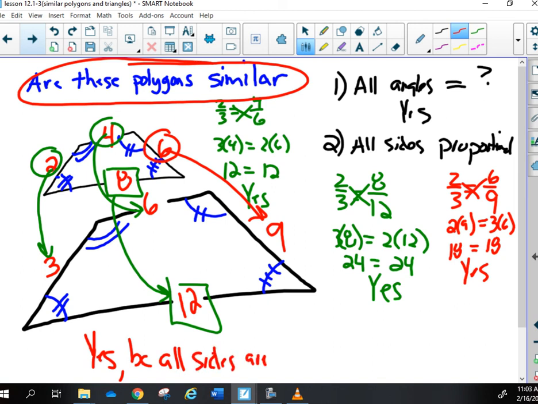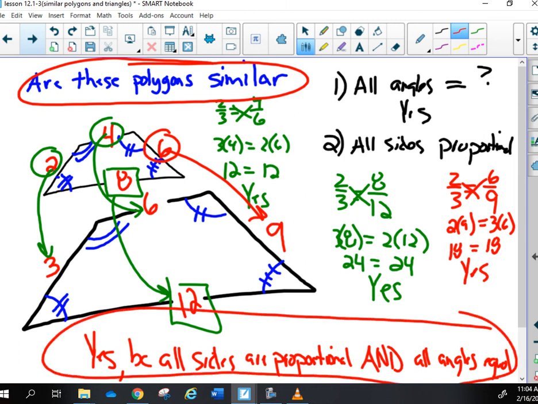sides are proportional and all angles are equal. There is no shortcut to this. You've got to write that all out too. Please don't try to do any abbreviating like you do when you're messaging people. That's about as small as it's going to get when you write them.